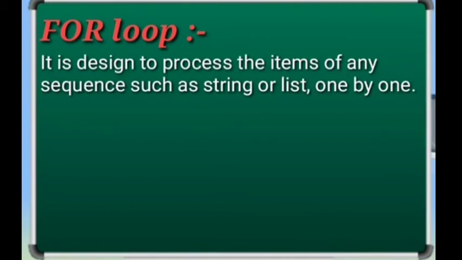The for loop is basically designed to process the items of any sequence, maybe a list or a string, one by one. So if you want to access the items in a sequence, then you can do it by defining a for loop. How will we do it? Let's see the syntax and an example of the for loop.